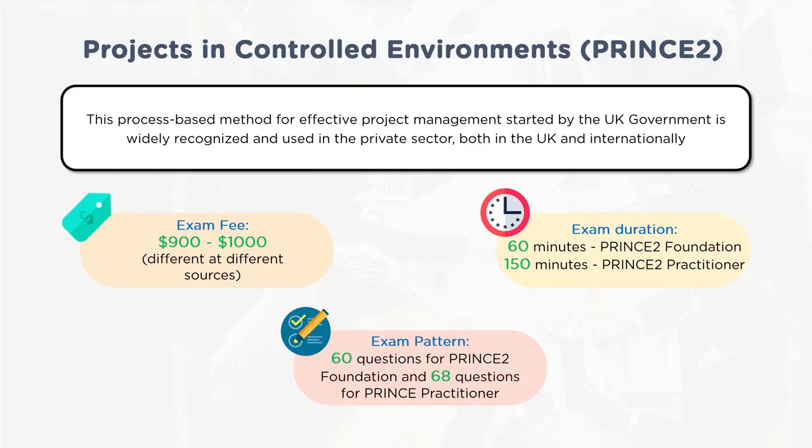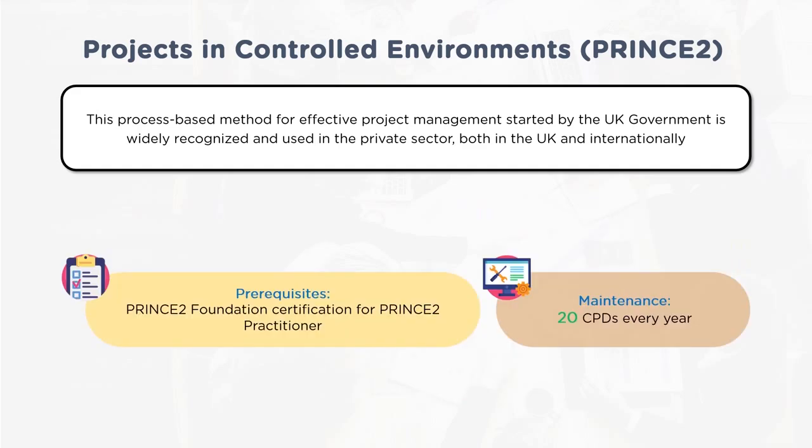So in foundation, it is 60 multiple choice questions, and in practitioner, it is 68 questions. Now, 60 questions or 68 questions, each carries 1 mark for a correct answer. For any wrong answer, there will not be any negative scoring. One has to score 55% to clear the examination. So the prerequisite for Prince2 Foundation is none, whereas Prince2 Foundation is a prerequisite for the Prince2 practitioner examination. To maintain the certificate, one has to achieve 20 CPDs every year, continued professional development.